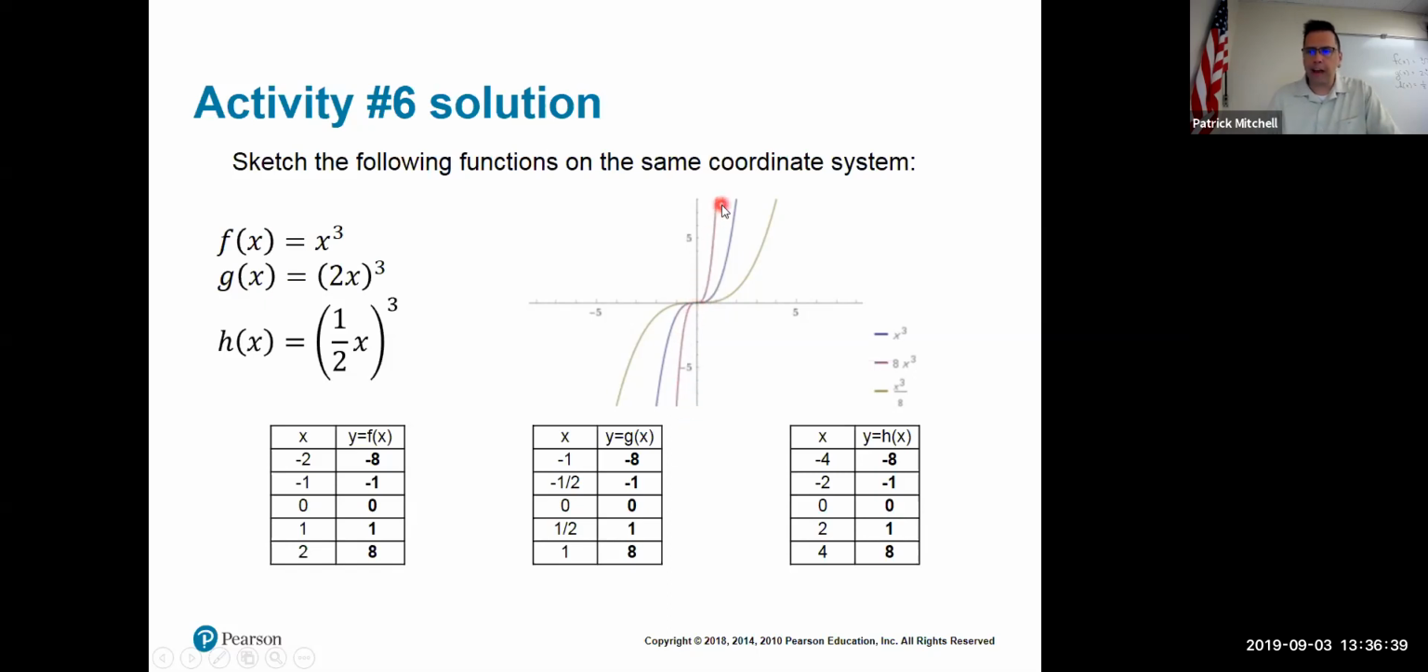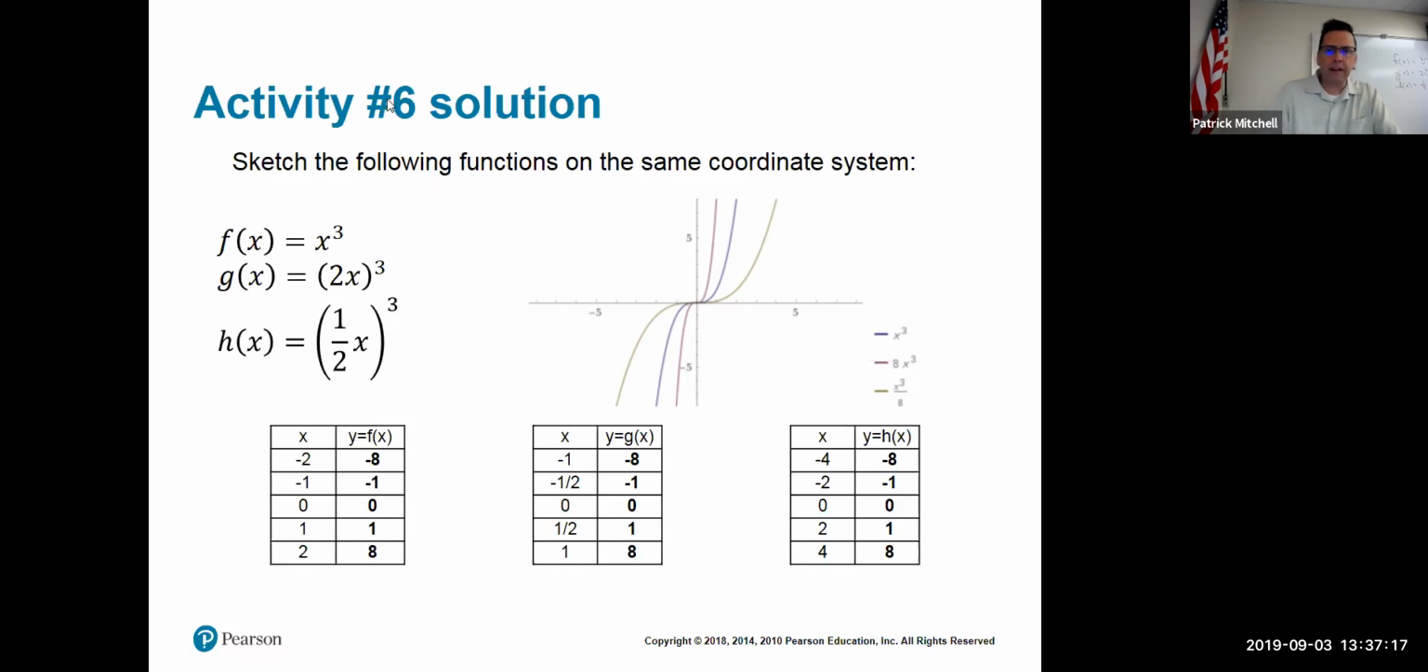So it almost sounds like the opposite of how the vertical stretching and shrinking worked. Putting a 2 in front of the x shrunk the graph toward the y-axis. Whereas putting a 1/2 in front of the x stretched the graph away from the y-axis. That's the one here in green. All right, so just like the horizontal shifting, horizontal stretching and shrinking is kind of counterintuitive. So let's talk about that.